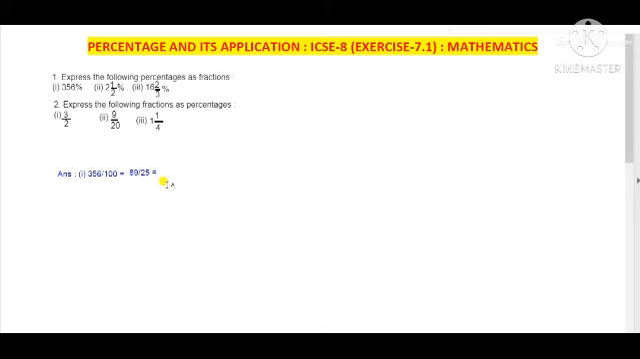If we convert this fraction into a mixed fraction, this will be 3 and 14 by 25, not 13. This will be 14 by 25. This is the actual answer.